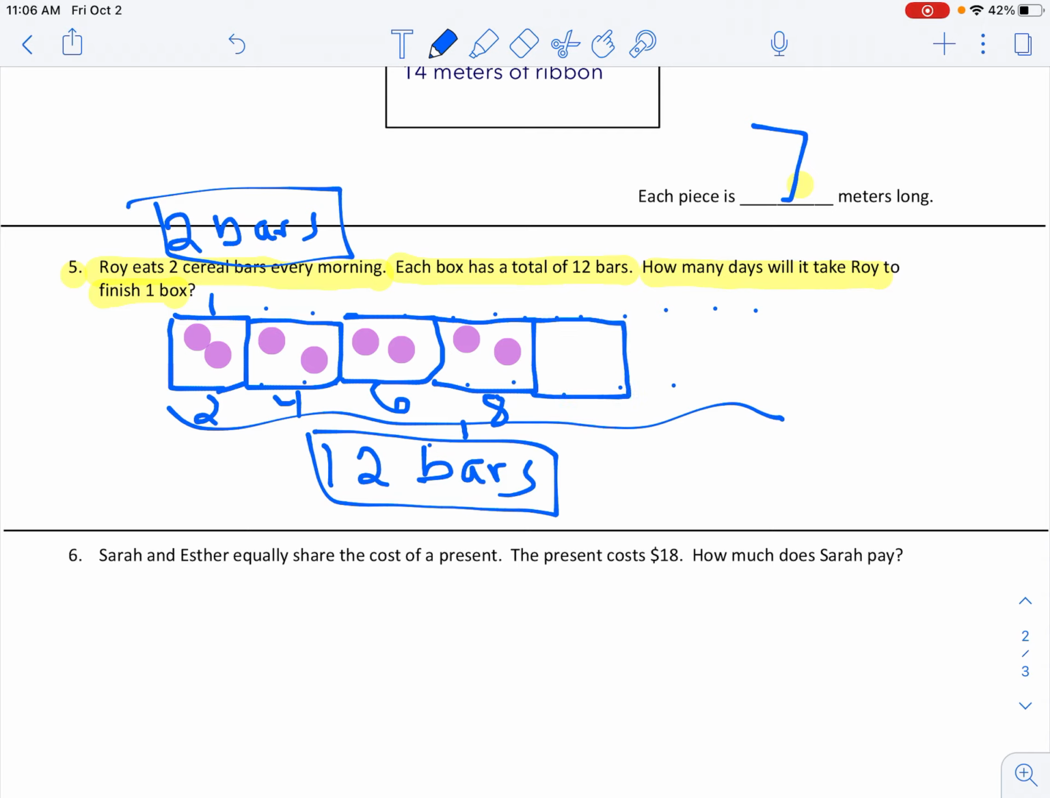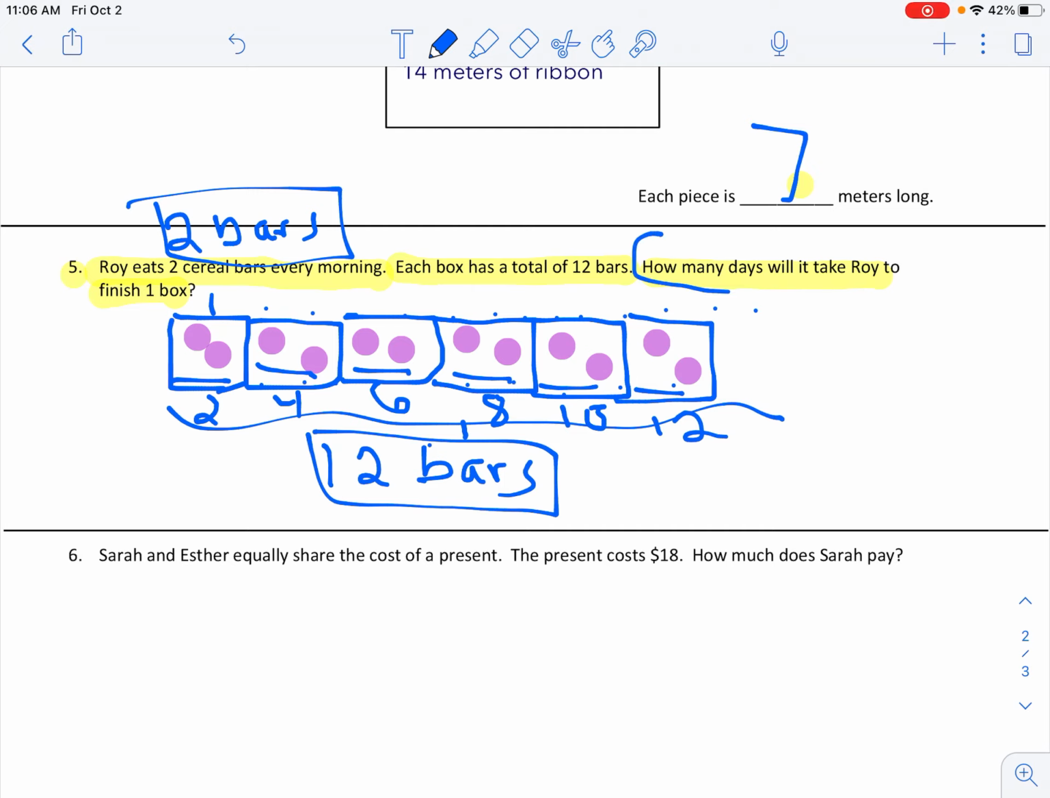He still has more cereal bars, so he can go another day. 2 more cereal bars. He's at 10 cereal bars. He still has more cereal bars. And now he's at 12 cereal bars. I'm still going to put an answer, even though I can see right now that it was going to take him 1, 2, 3, 4, 5, 6 days.